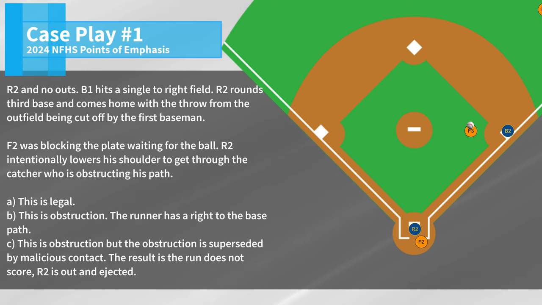Is this A, this is legal, B, this is obstruction, the runner has a right to the base path, or C, this is obstruction, but the obstruction is superseded by the malicious contact?